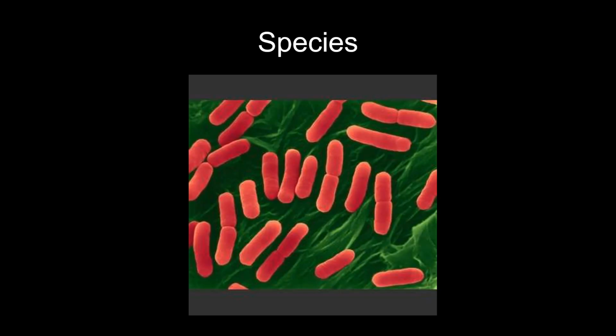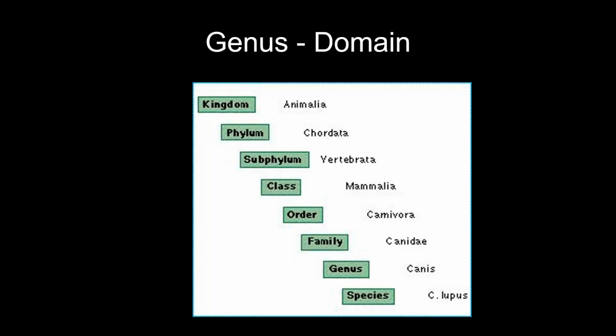So a species is a group of strains, or it's one particular type of organism. This is E. coli. Again, E. coli is a species taxonomic unit. Everything from here on out on this list is a group of the things that came above it. So a genus is a group of species, a family is a group of genera, an order is a group of families, and so on all the way down.